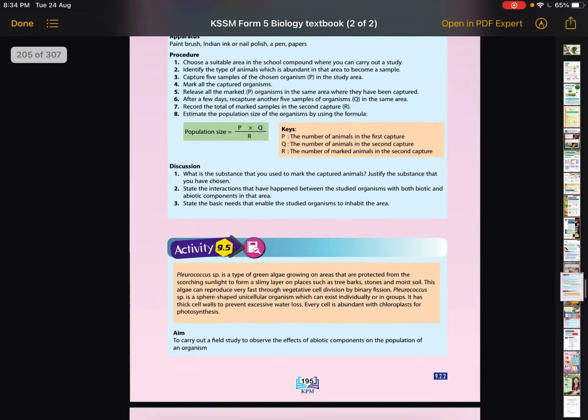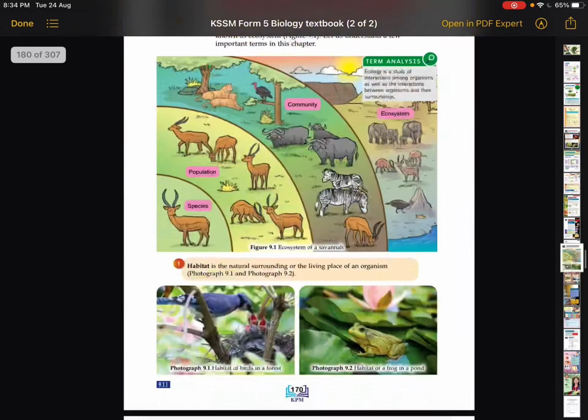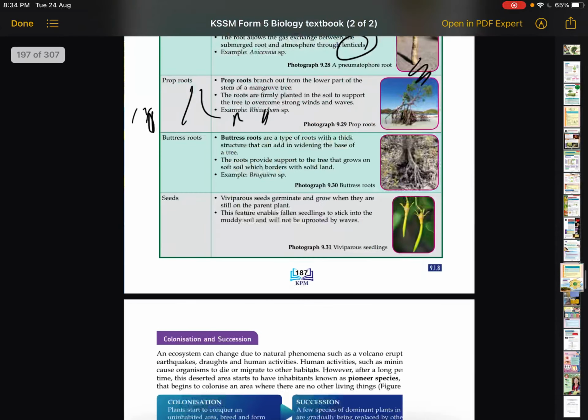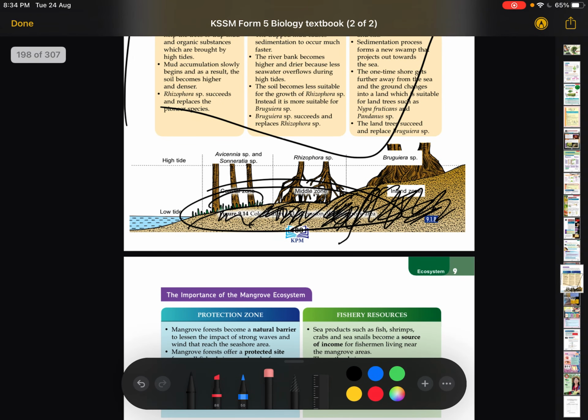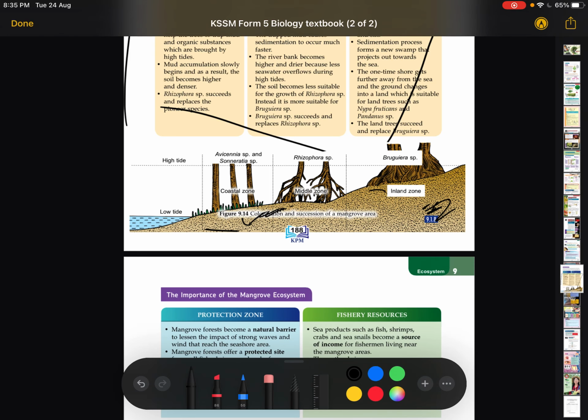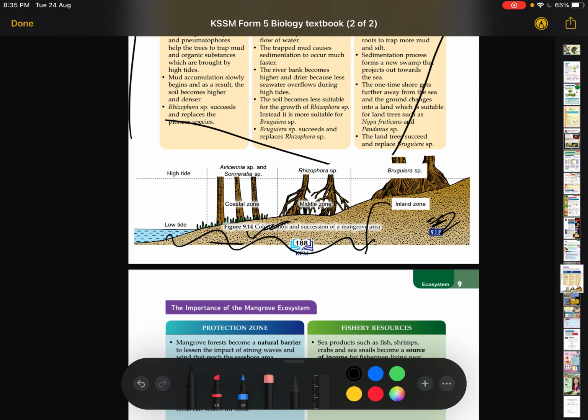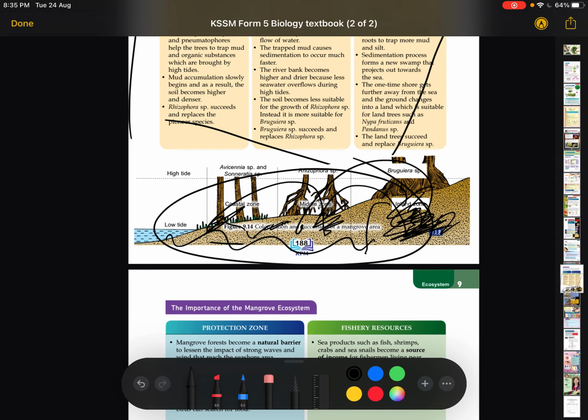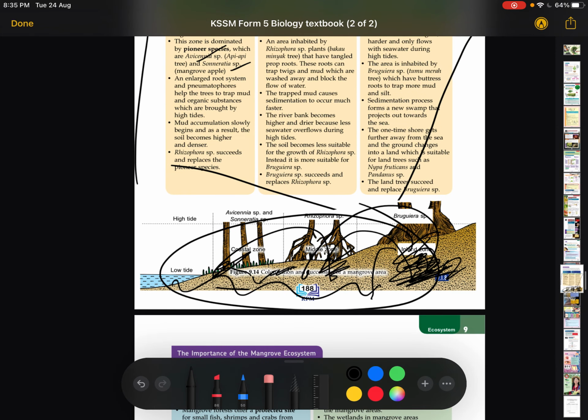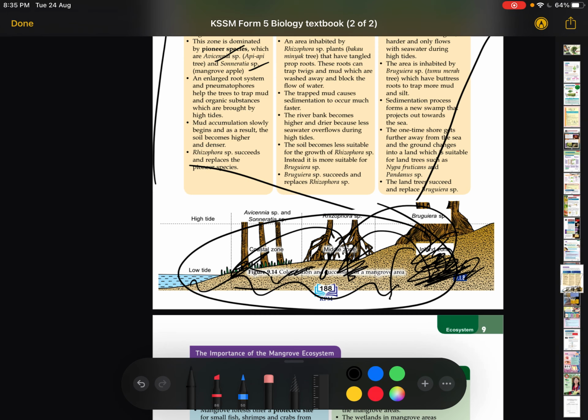And then when I say seabed forms a new swamp, it means that this whole thing is a swamp now. As I said, let me just go back here first. As I said earlier, back then, the sea was here. But now, because the Avicennia and Sonneratia grew here, and then Rhizophora goes here, and then here becomes Briguera. So now this whole thing is a swamp.